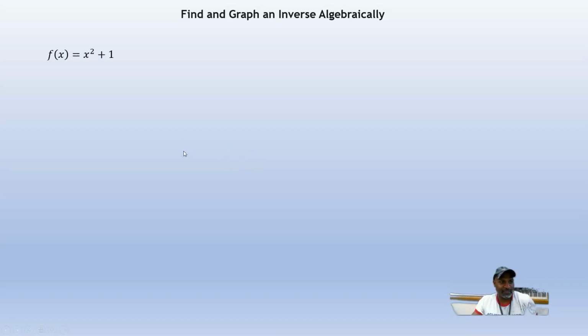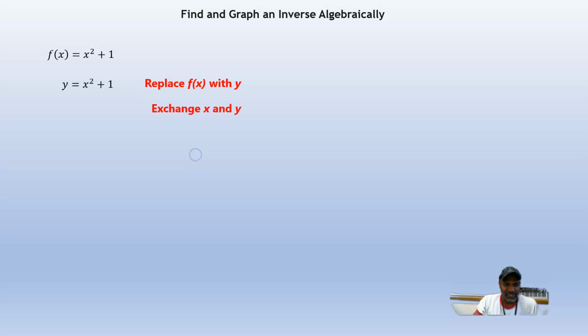Okay, in this example, we want to find and graph an inverse of a function algebraically. This time we're going to use a quadratic function, f of x equals x squared plus 1. We'll follow exactly the same steps that we did in the last example. We'll replace f of x with y. Then we will exchange x and y. Then we will start to solve for y by subtracting 1 from both sides.